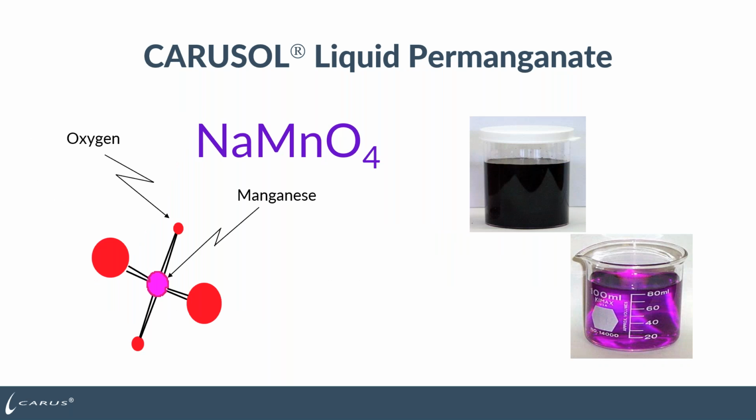Now, a little newer product, but still been on the market now for just about 20-some years, is Carus liquid permanganate. Chemical formula for that is NaMnO4. It's the white capped product you see there in the picture, very dark purple color, almost looks black when you're looking at it from the outside of the container in. You dilute it down, it's going to have the same distinct purple coloration though that Carus potassium permanganate does in solution.